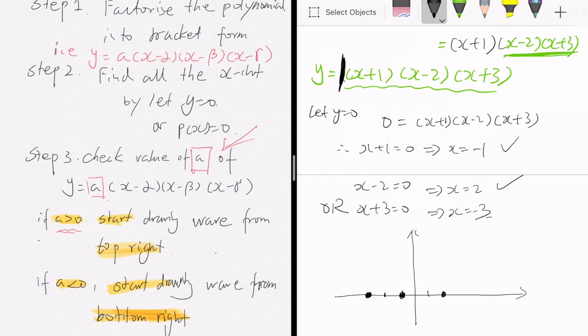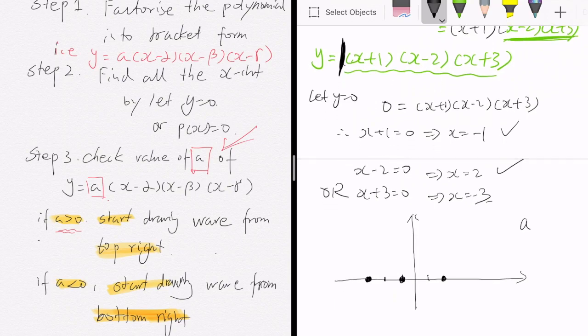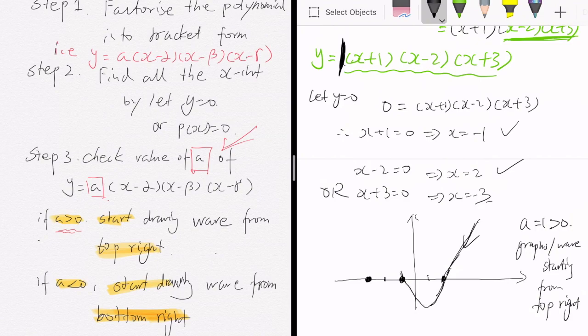So these are my three x-intercepts. Because a is equal to 1, which is larger than 0, the graph, or the wave, starts from the top right. So we start from the top right and we can start to draw the graph. We cross the first x-intercept, and then we do the turning so that we can cross the second x-intercept, and then we turn again to get the third.